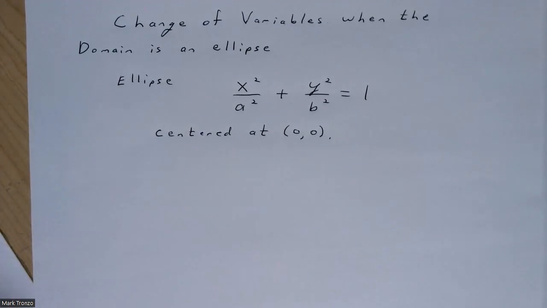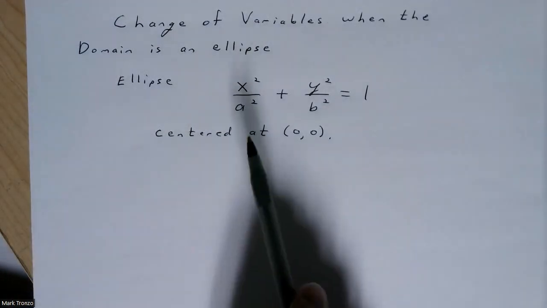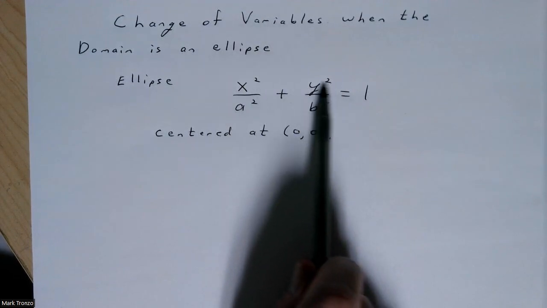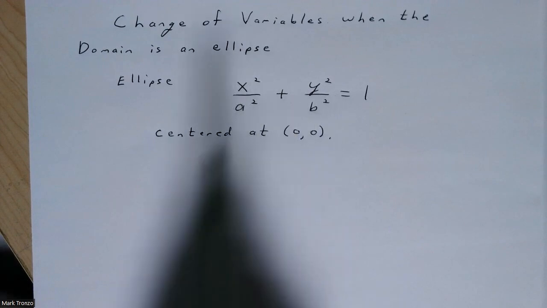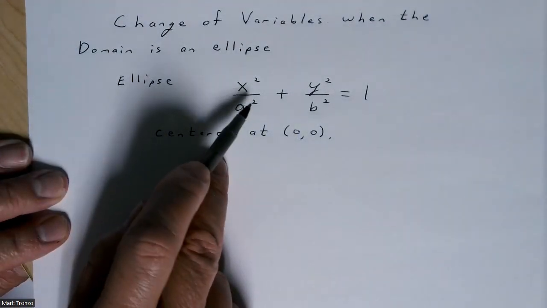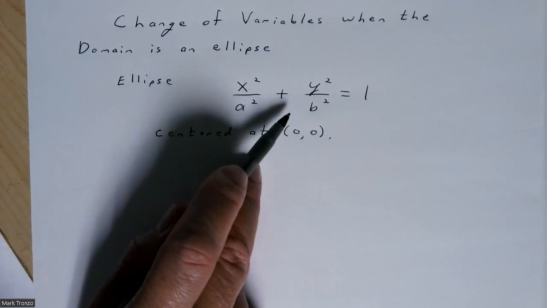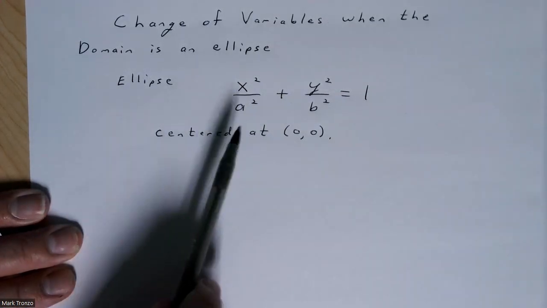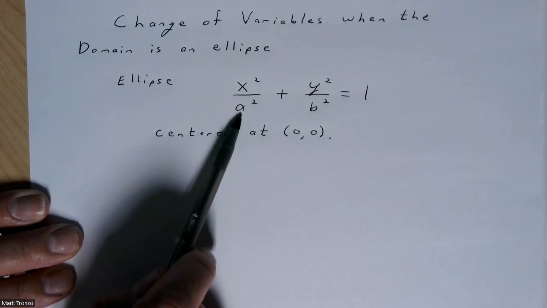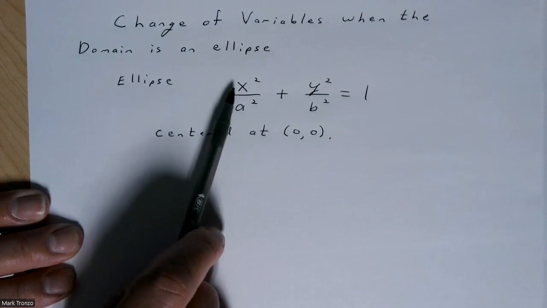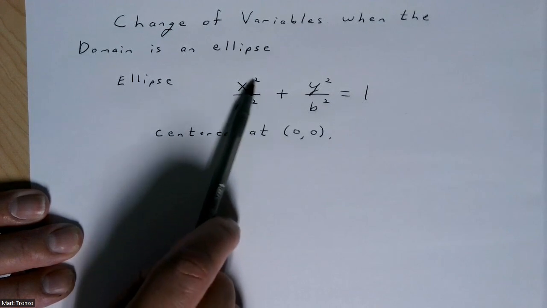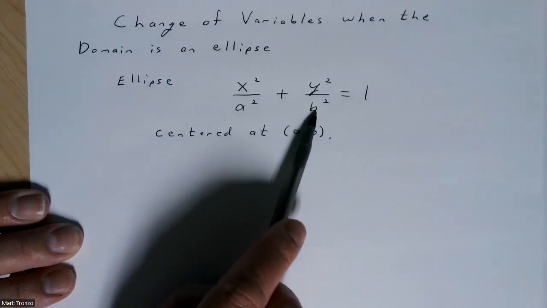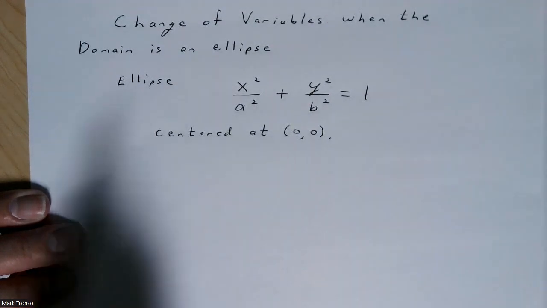So the question is, how could we make this more reasonable to work with? One way would be to turn this into a circle somehow. What kind of a substitution could we make to turn this into a circle? One thing you can think of here is whatever this denominator is, if we could somehow cancel this, we can make a substitution that'll cancel this a squared. Same thing over here, a substitution that cancels the b squared.